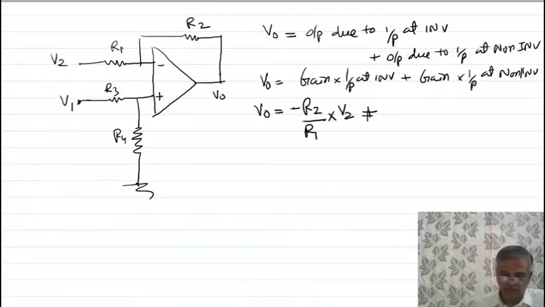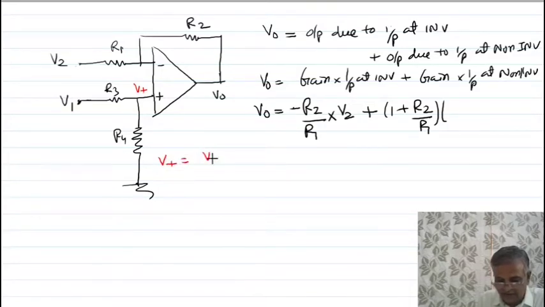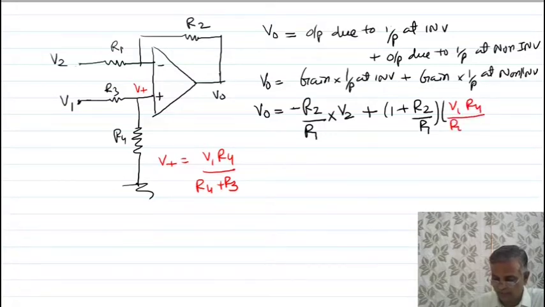Plus, what is the gain due to the non-inverting terminal? Already you know that it is 1 plus R2 by R1, into the voltage at this point. What is the voltage at this point? Let me say V plus. V plus is nothing but V1 into R4 upon R4 plus R3. So I can write V1 into R4 upon R4 plus R3.